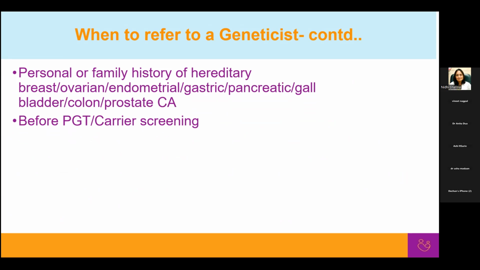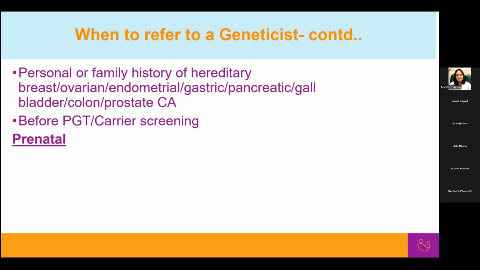Or carrier screening. Carrier screening is basically checking the genetic profile of the couple before pregnancy to check whether they are carrying any risk of having genetic disorders in their children. That means X-linked or autosomal recessive disorders that might cause morbidity or lethality to their children. We diagnose them before pregnancy or before planning so that we can make a proper reproductive plan.